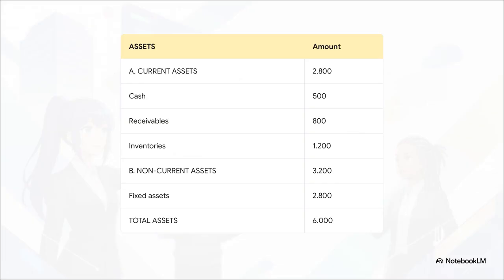Let's put this into practice and break down the assets for Hoa Bin Food Company. They've got a total of 6,000 million VND in total assets. Carefully notice how this is composed. They have 2,800 million in current assets, which breaks down into 500 million in cash, 800 million in receivables, and 1,200 million tied up in inventory, plus some other minor items. Down below that, they're holding 3,200 million in non-current assets, which is mostly fixed assets worth 2,800 million. So this tells us exactly where the company's value is parked, right at this moment.